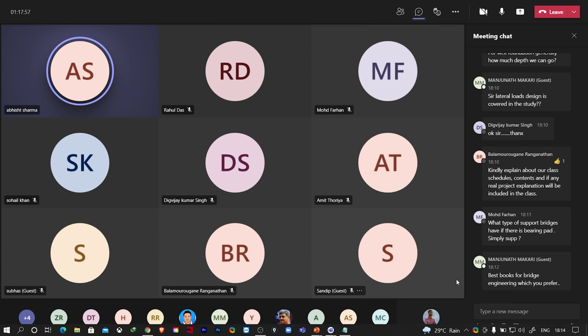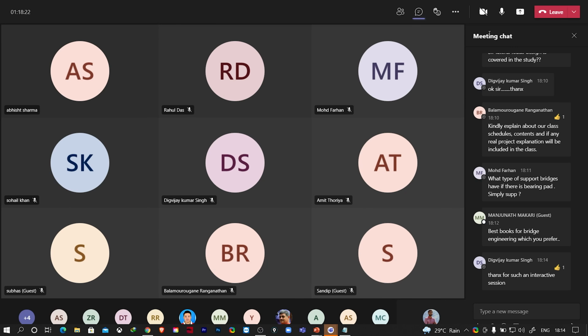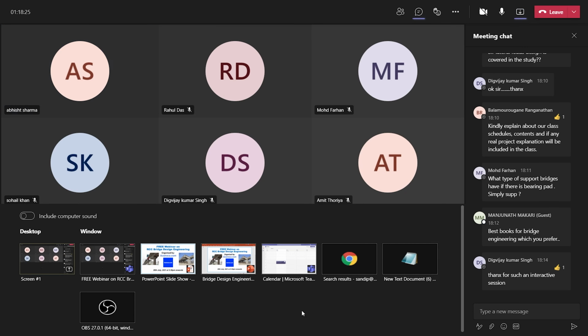Okay, so let me just brief you with the course that we are going to launch in a few days. That will be a particular part of the total bridge engineering, which will be the superstructure part, as sir already explained what superstructure is and what substructure is. So, Abhisht, I'm sharing my screen.